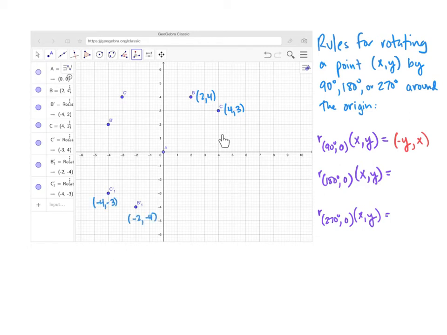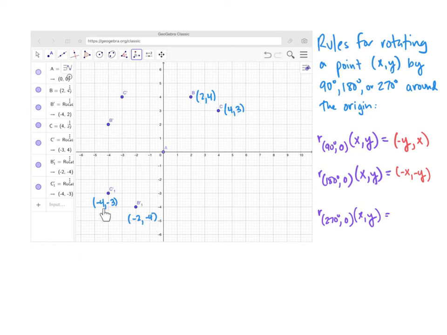And now what do you notice? Well, 2, 4 went to -2, -4. 4, 3 went to -4, -3. So it appears to me that when I rotate the point x, y 180 degrees around the origin, what I end up with is the point -x, -y. In other words, the numbers don't change spots necessarily, but they do flip both their signs, right? The 2 and the 4 stayed in the same place, but both their signs flipped.